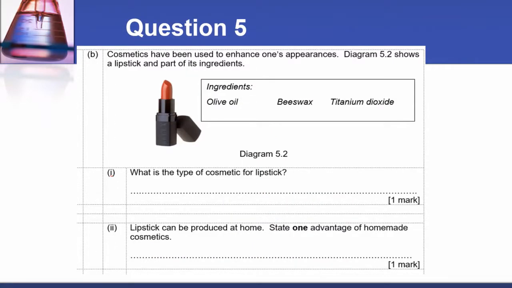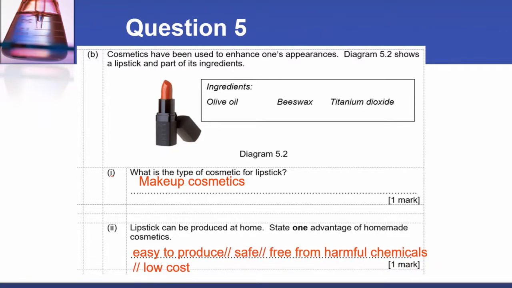Question 5b, cosmetic has been used to enhance one's appearance. Diagram 5.2 shows the lipstick and part of its ingredients: olive oil, beeswax, titanium dioxide. So, what is the type of cosmetic for lipstick? So the answer will be makeup cosmetics. B2, lipstick can be produced at home. State one advantage of homemade cosmetic. So homemade means you use natural ingredients to produce lipstick, so it will be considered safe, cheap, easy to produce, free from harmful chemicals. So you can choose either one as the answer: safe, low cost, cheap.